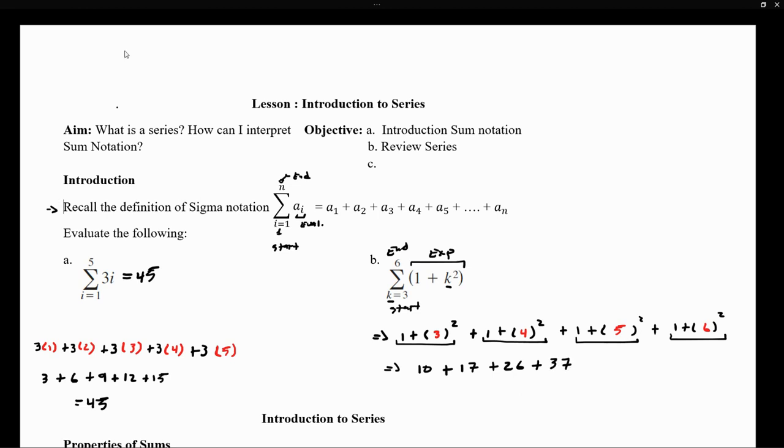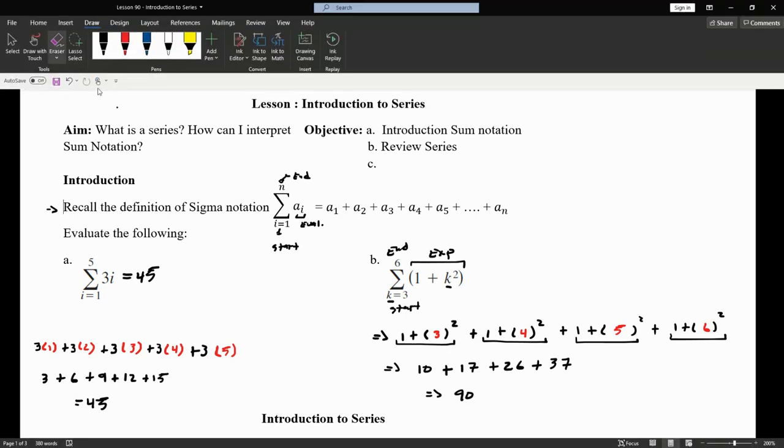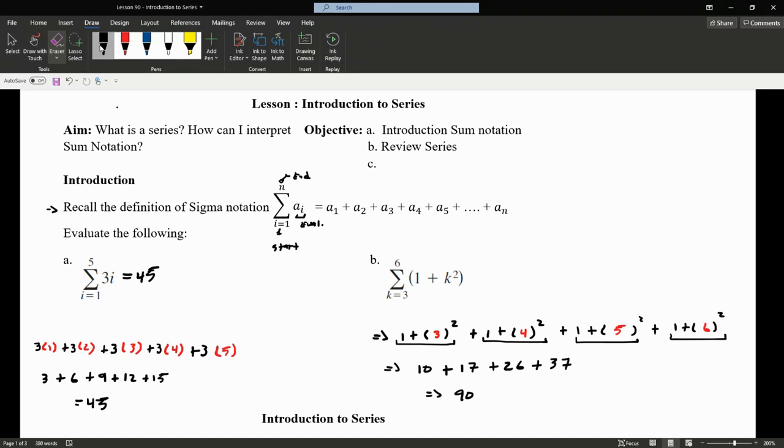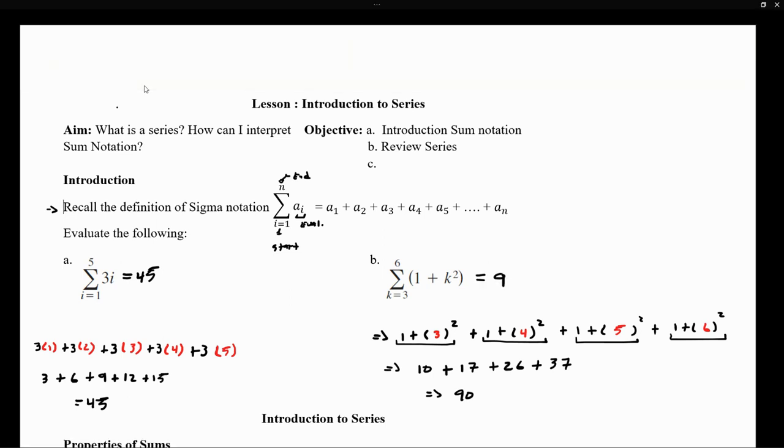And now if we add these expressions, or these values, we're just going to end up with the value of 90. So therefore, the sum of the expression 1 plus k squared from 3 to 6, that's equivalent to just 90. Again, perhaps I should have done this as well on the other example, because I wanted to show you that it's just the same expression, it's just evaluated with different terms.